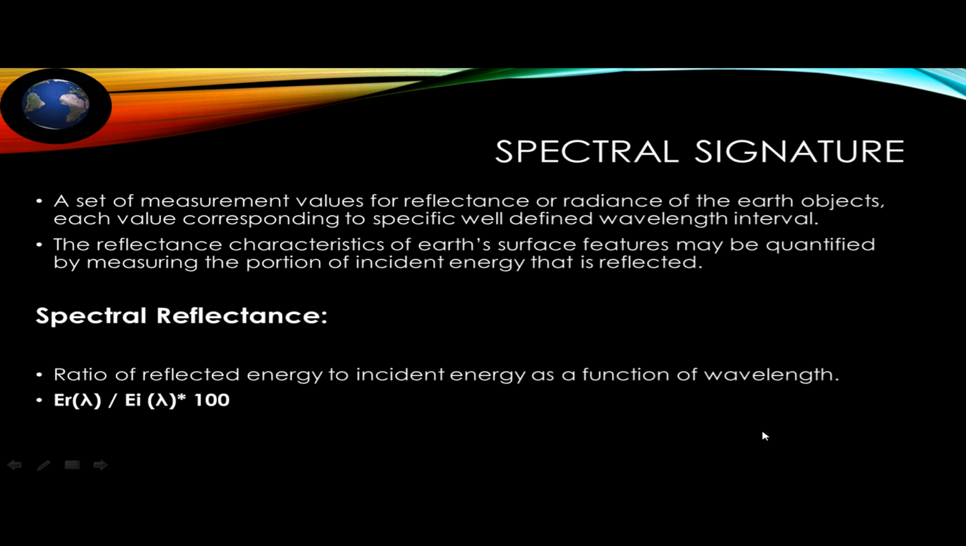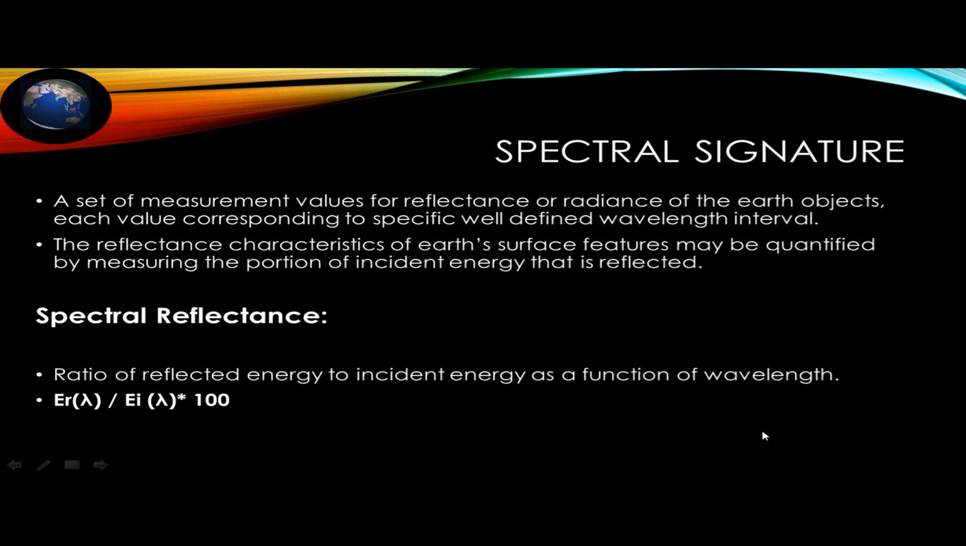Now what is the spectral signature when this incident is happening? The EMR is incident on the earth surface feature. How the different features on the earth surface behave or reflect the radiation, and what it is giving, is called the spectral signature: a set of measurement values for the reflectance or the radiance of the earth object, each value corresponding to a specific well defined wavelength interval. So each value has a different reflectance in different wavelength intervals.